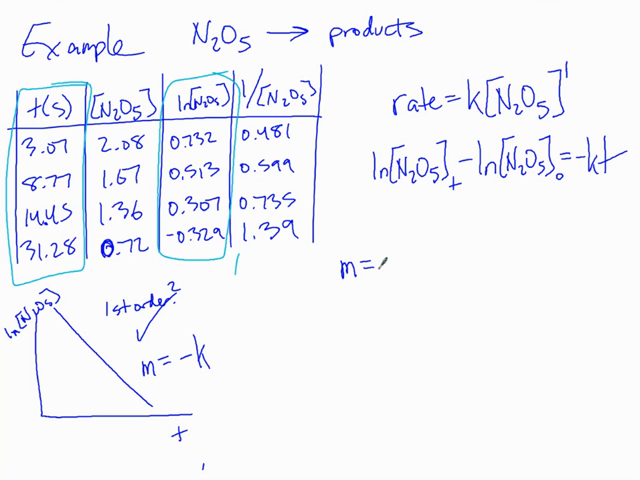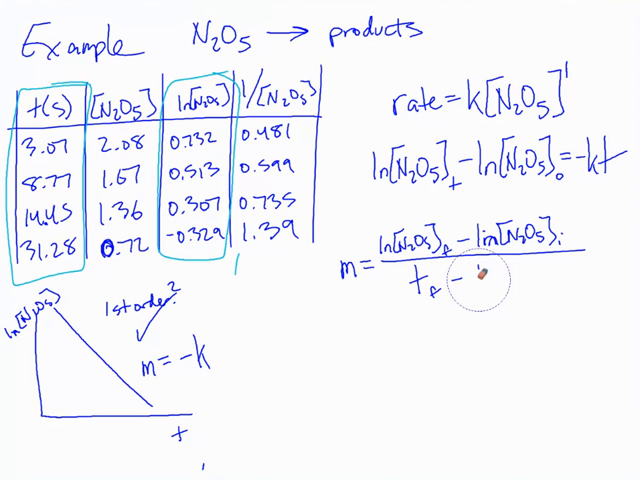So let's say the natural log concentration of N2O5 final minus N2O5 initial, over, I don't know, let's just write that delta T. This is all we have to do. It's basically like I'm using this point minus this point to find the slope. So some numbers here.